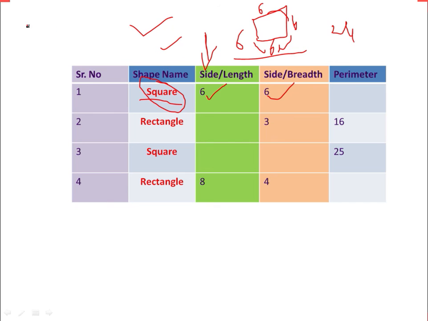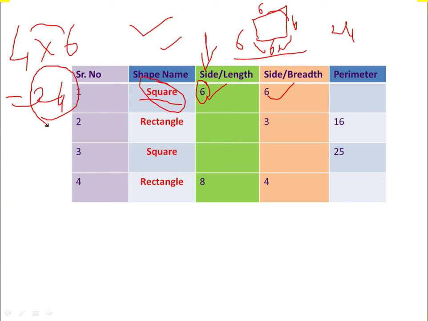Or you can do it by using the formula. Formula is what? 4 into measurement of the one side. So measurement of the one side is 6. So you can simply multiply this 6 with the 4. So you will get the 24. So if one side of the square is 6 centimeter, then the perimeter of this square will be 24 centimeter. Now this is the rectangle, and the perimeter of this rectangle is 16 centimeter.